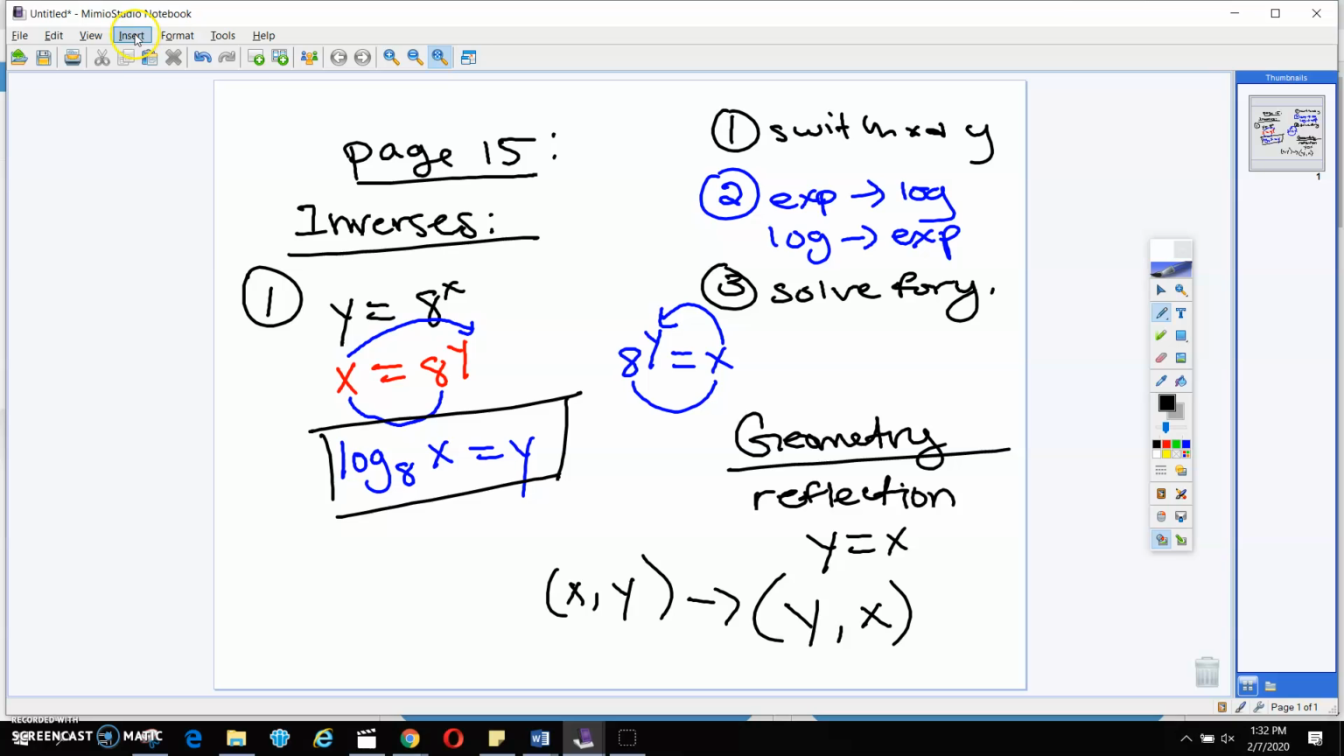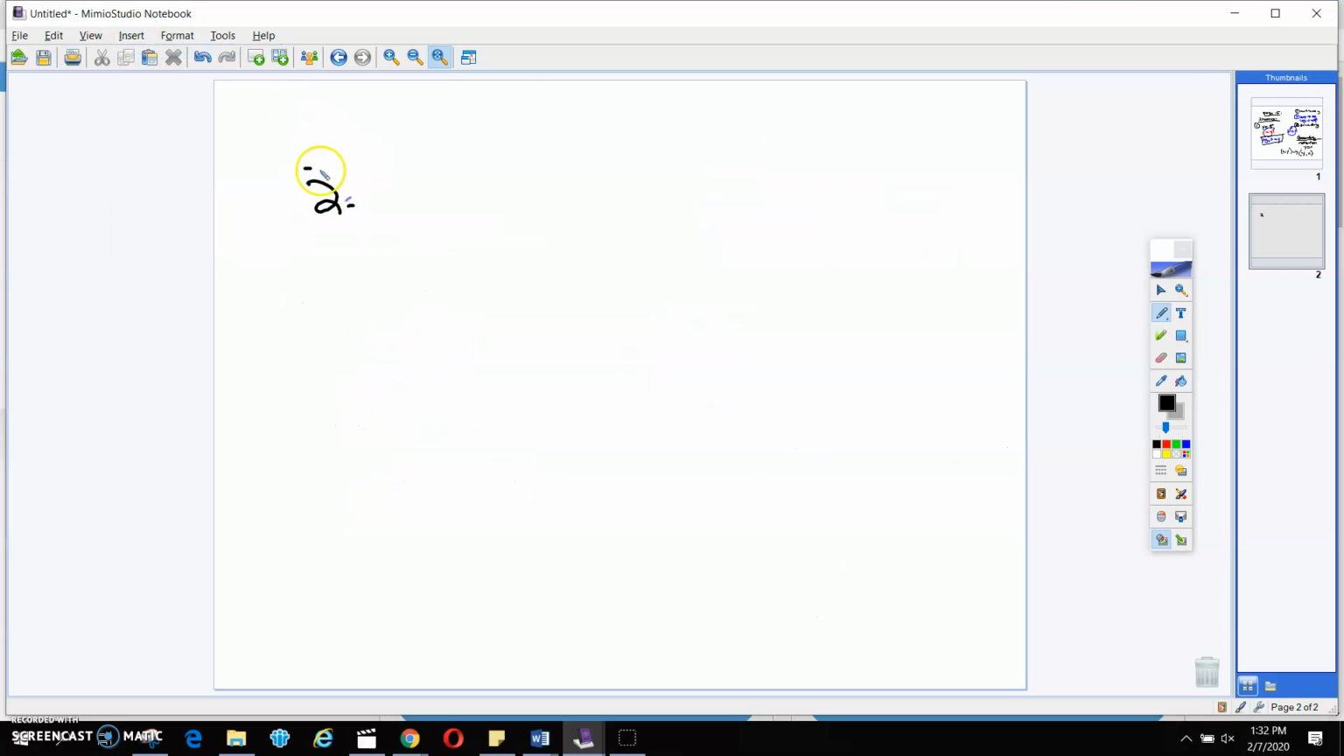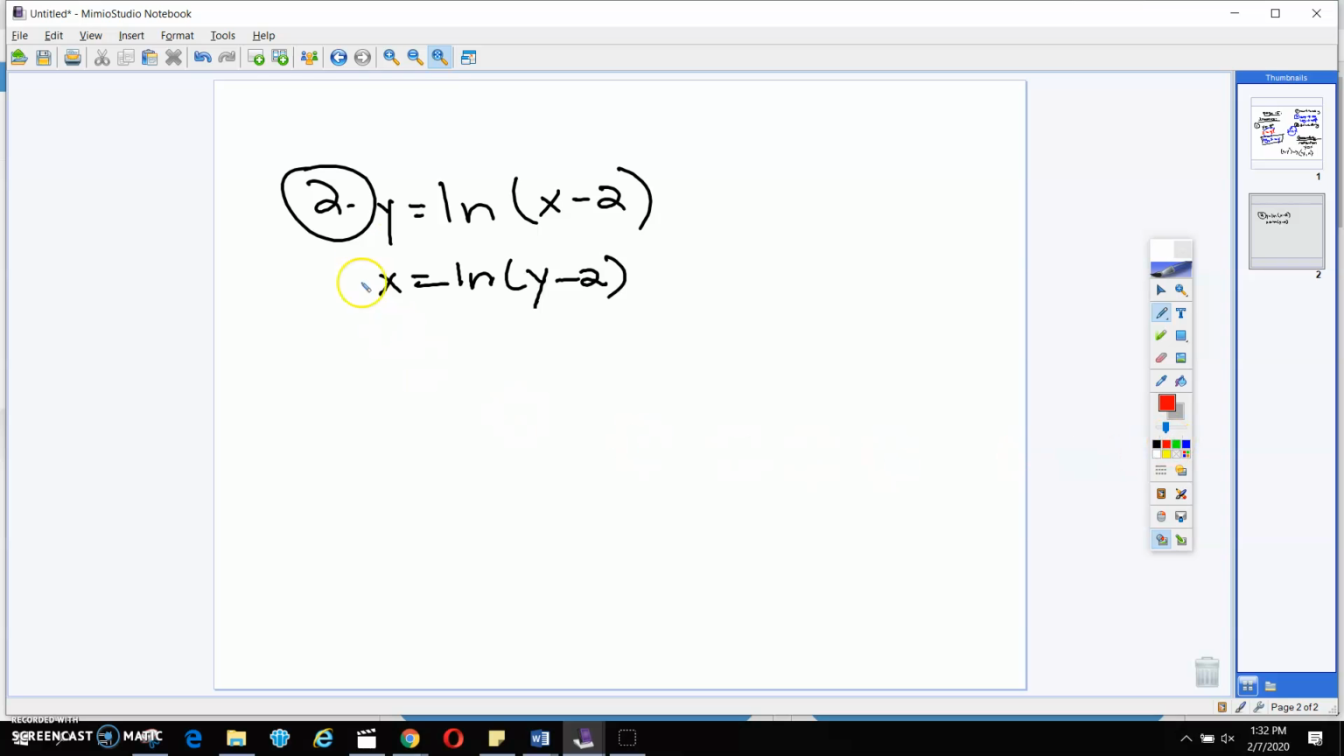All right, let's look at number 2. On number 2, it says ln y equals ln of x minus 2, right? The first thing you're going to do is switch your x and your y. So that's going to give me x equals ln of y minus 2. Then we're going to put this into exponential form. We learned on Tuesday that e and ln get rid of each other. So I'm going to put an e on both sides, and we're going to cancel these out, and that's going to give me y minus 2 over here and e to the x over here.